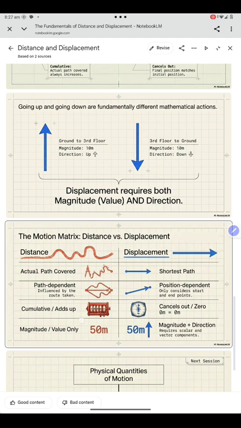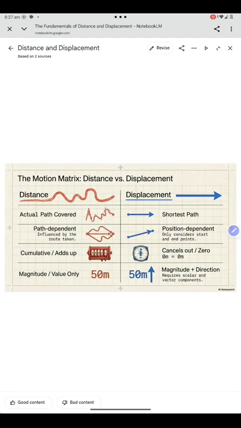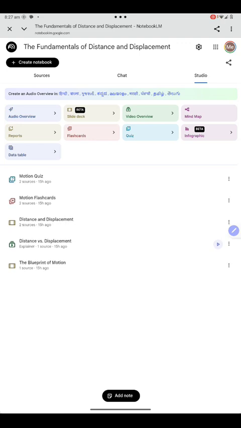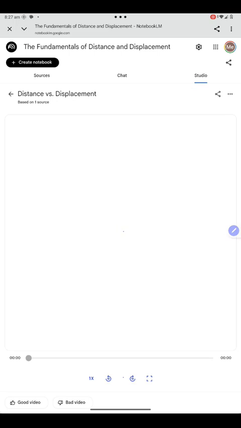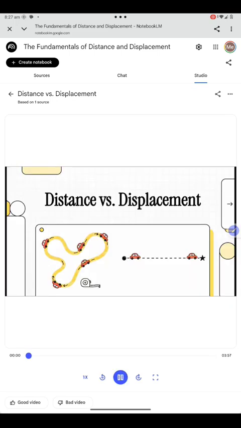Then the distance always adds up and increases, whereas displacement can cancel out and become zero. Distance requires only magnitude or value, whereas displacement requires both magnitude and direction. Now I hope you have understood what is the difference between distance and displacement. Now let's have an audio regarding these points.